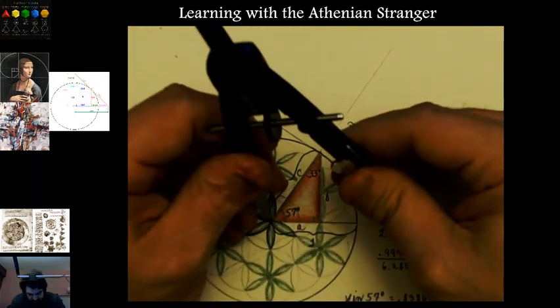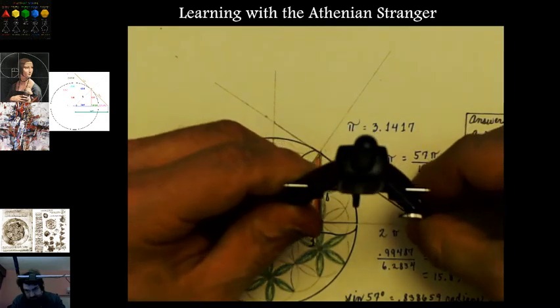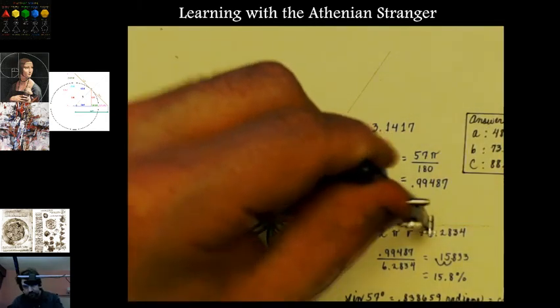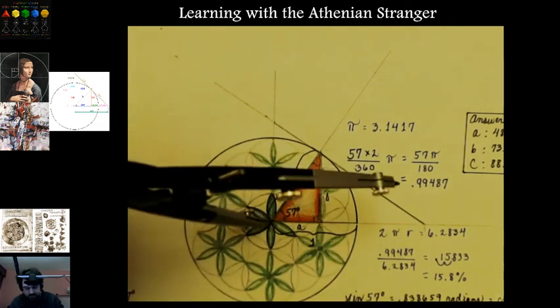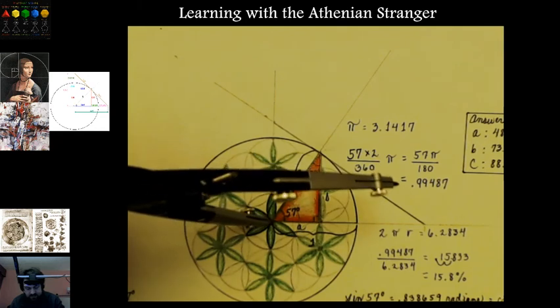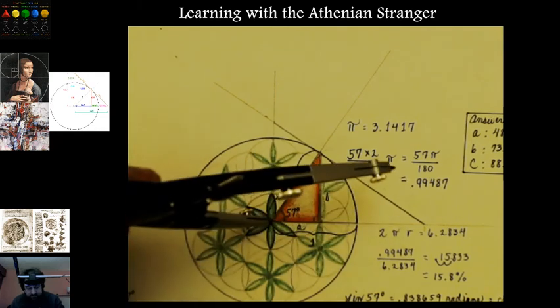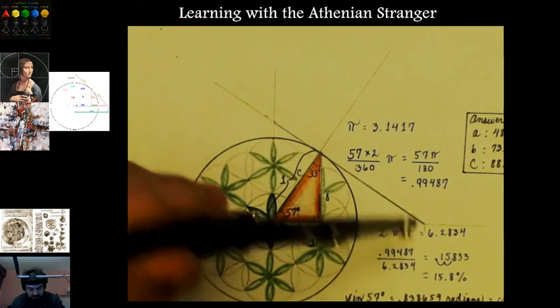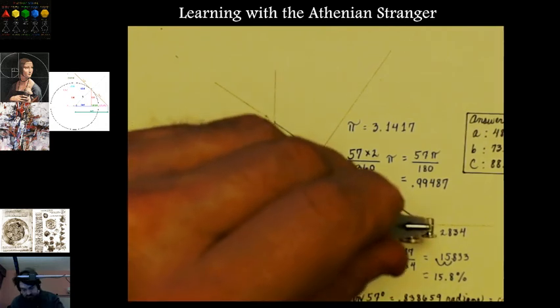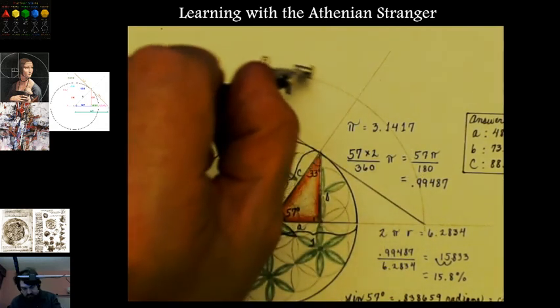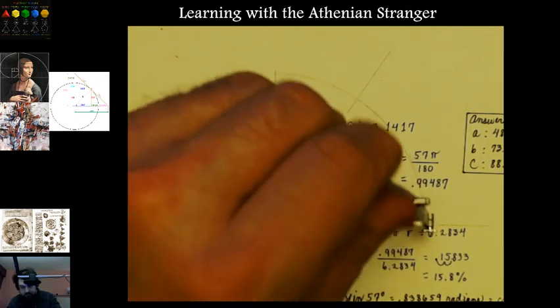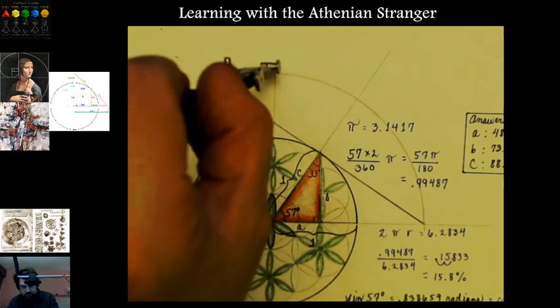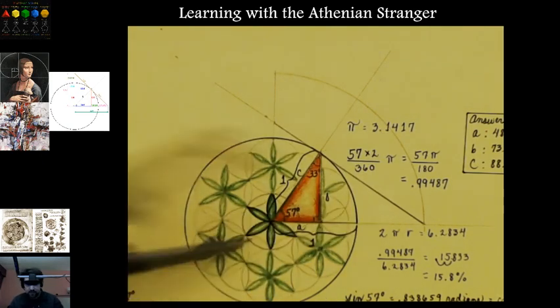This distance from here to here, that distance right there, that is the secant of the line. If you've always wondered what secant and cosecant are, that's what it is. So we can draw it in if you want. That's the secant.